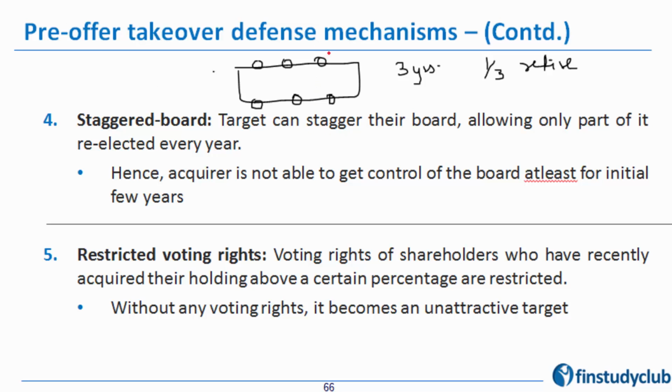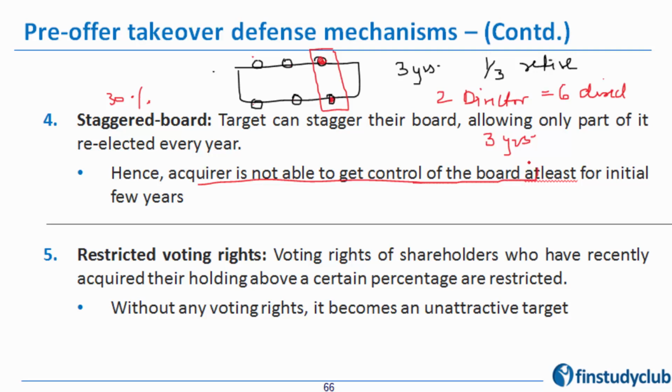It is a good mechanism in a way that even if an acquirer, because of, let's say, a 30% stake in a company, has been able to get 2 board positions, it is still going to take 3 years to entirely control the board, because in 1 year only 2 directors are retiring. To get control over the full board, you need all 6 director positions, which can happen only after 3 years. So the acquirer will not be able to gain control of the board, which is the main decision maker in terms of the M&As and all that stuff, for at least the initial few years. It's always better to have a staggered board from an M&A standpoint as a protection.